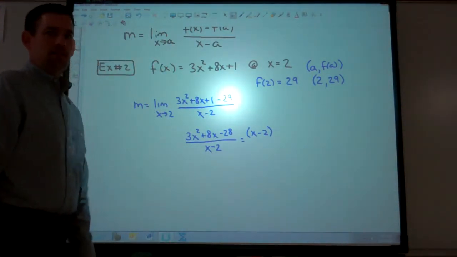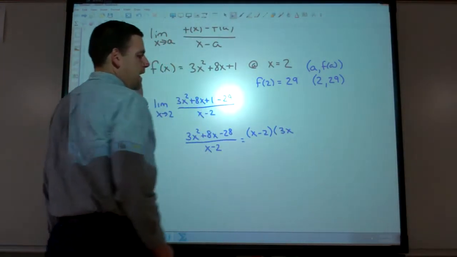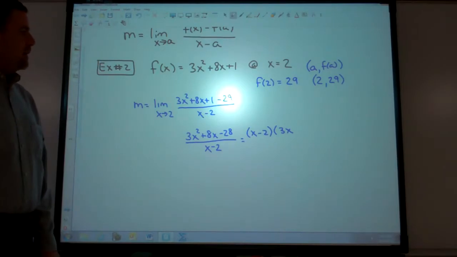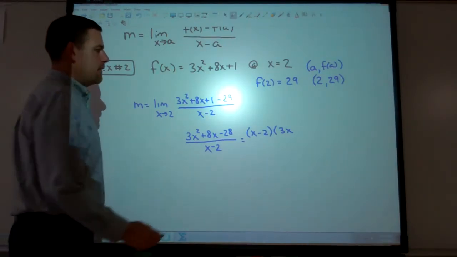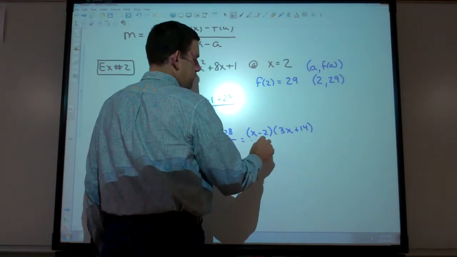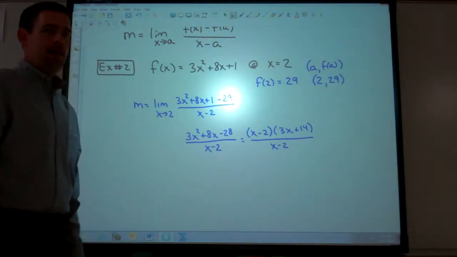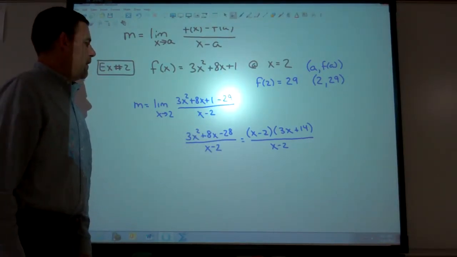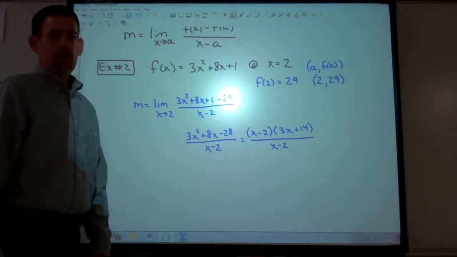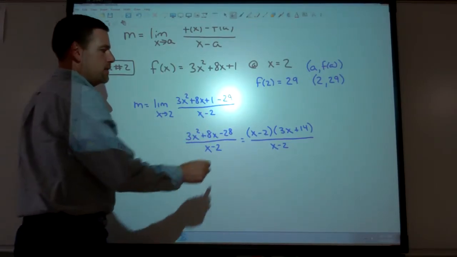That makes it really easy to figure out what the other factor must be. Clearly, it's got to have a 3x to be a 3x squared. And to get a negative 28 from a negative 2, we must have a positive 14. Double check and FOIL that back out. You will see that it does equal the polynomial that we have in the numerator, or you can simply factor the numerator and come up with the two factors.